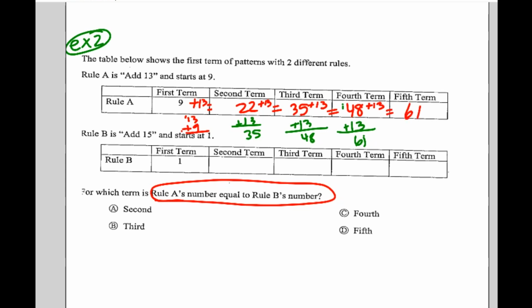Okay, now let's go to the second rule, or rule B, I mean. So you add 15 to each thing. So add 15, that equals 16. Add 15. What does that equal? Sorry, I'm writing it too big. So this is 16. Add 15 to it. 16 plus 15 gives me 31. So this is 31. Add 15 to it.